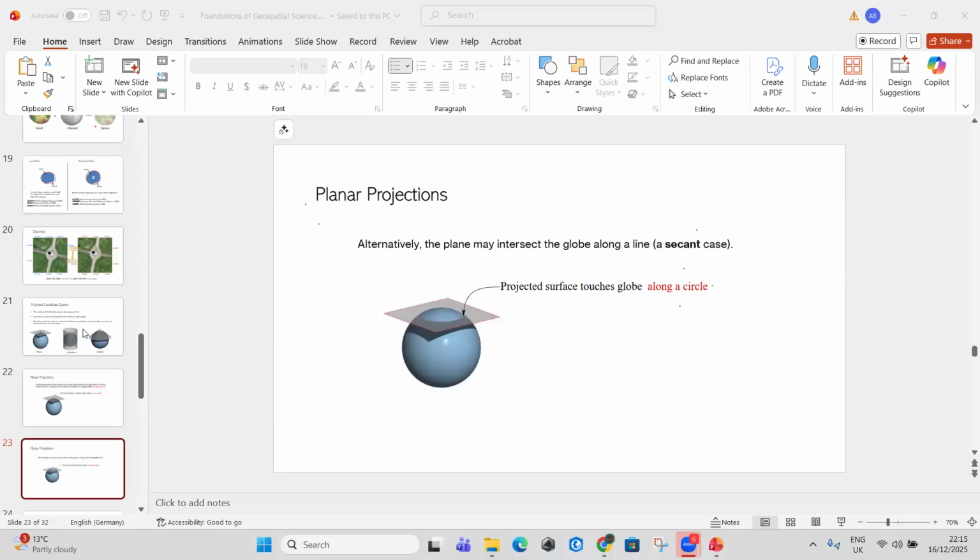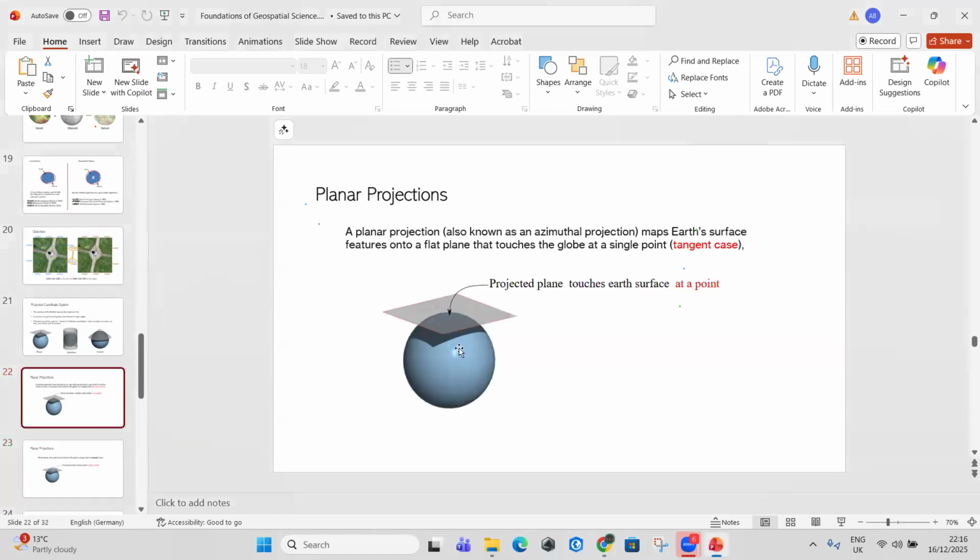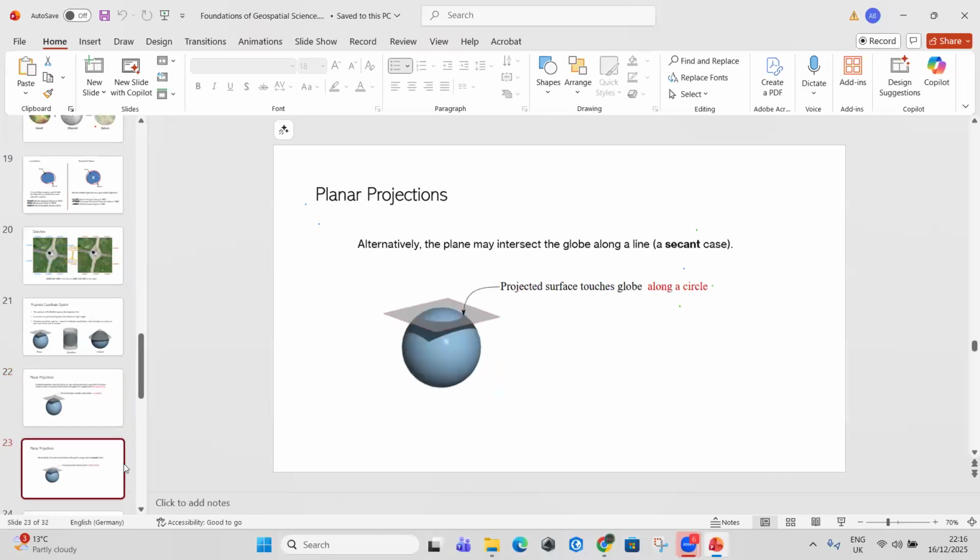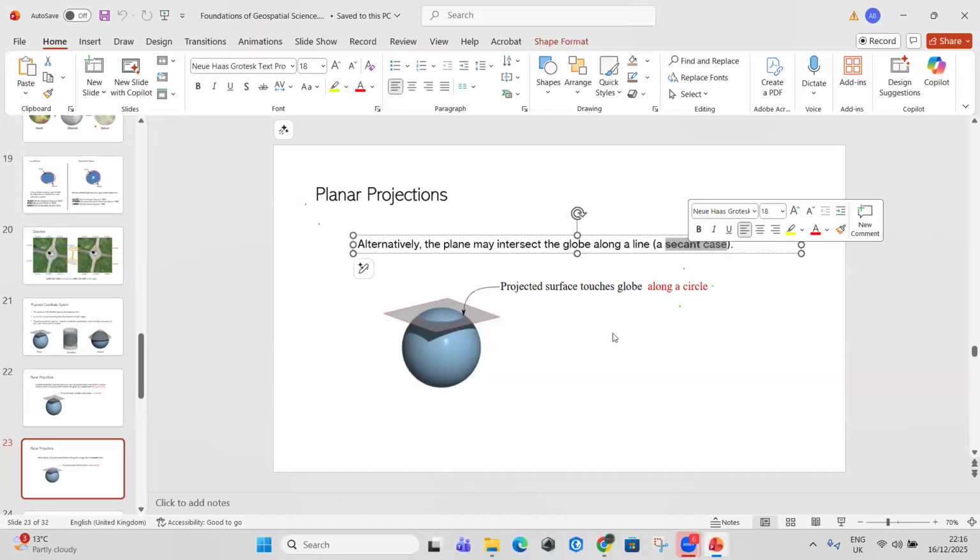Okay. So if I have to do more widespread analysis, maybe my observation area is here, here, here. Then I would select this one, that is, it is touching the Earth at one point. Now, this kind of projection is called a tangent projection, tangent case, whereas this is called a secant case.